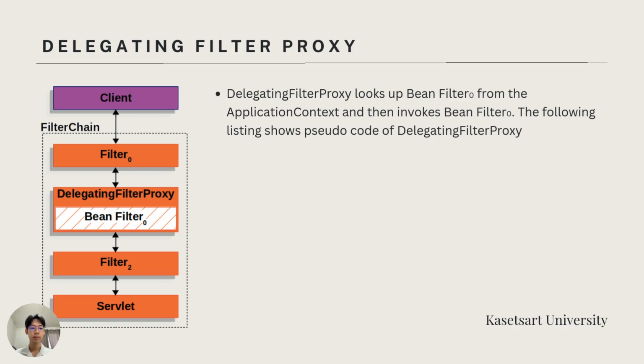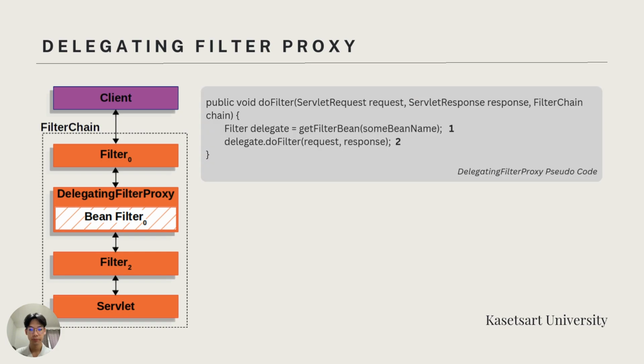So DelegatingFilterProxy looks up Bean Filter 0 from the application context and then invokes Bean Filter 0. The following listing shows pseudocode of DelegatingFilterProxy. As you can see, the first line of code is to lazily get the filter that was registered as a Spring bean. For example, in DelegatingFilterProxy, delegate is an instance of Bean Filter 0. And the second line of code is to delegate the work to the Spring bean.